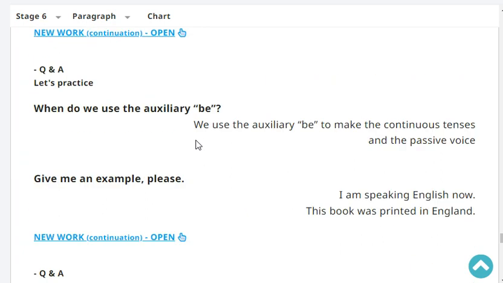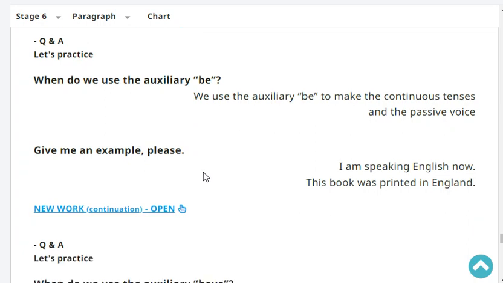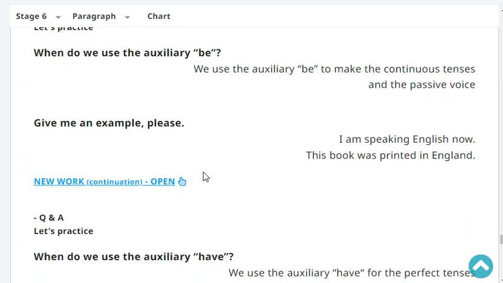When do we use the auxiliary be? We use the auxiliary be to make the continuous tenses and the passive voice. Give me an example, please. I am speaking English now. This book was printed in England.